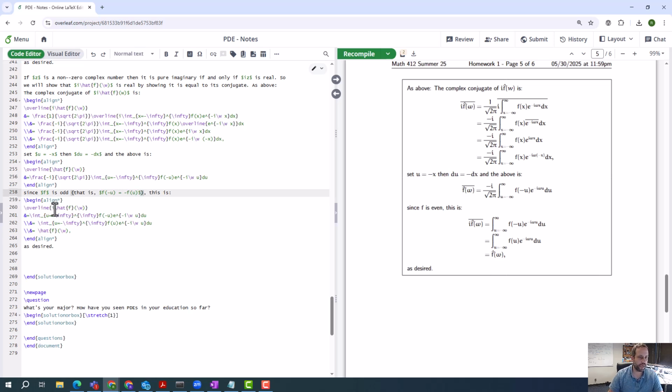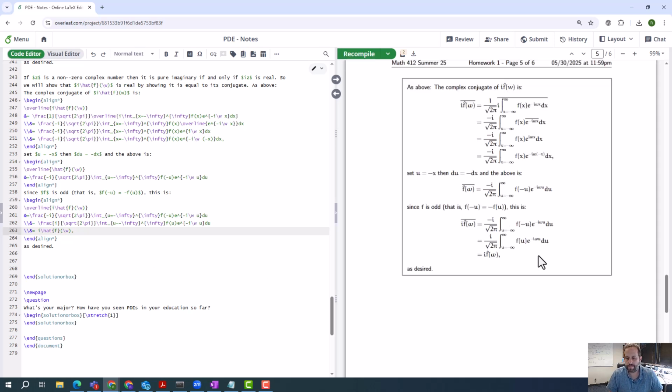This is okay. This is going to be, oh man, I forgot that 1 over the square root of 2 pi here. Okay, so I'm going to have this, but now f of minus u is equal to minus f of u. So the minus sign is going to come out and cancel with that minus sign, and that is equal to this. Okay, all right. So again, we're showing that the complex conjugate of I f hat is equal to I f hat.